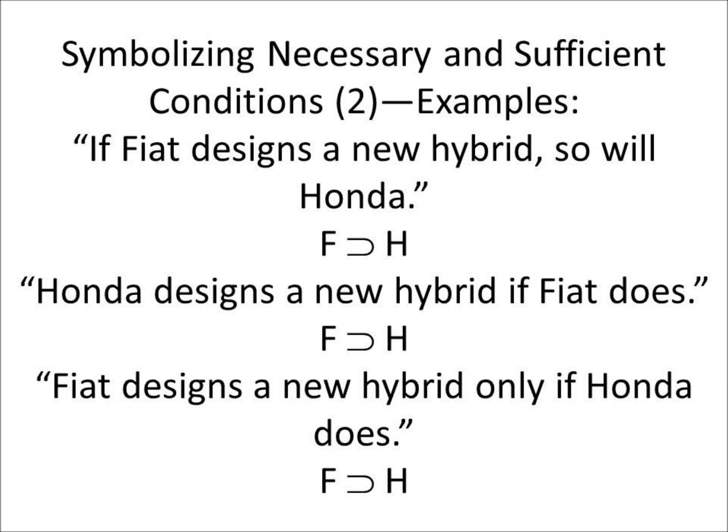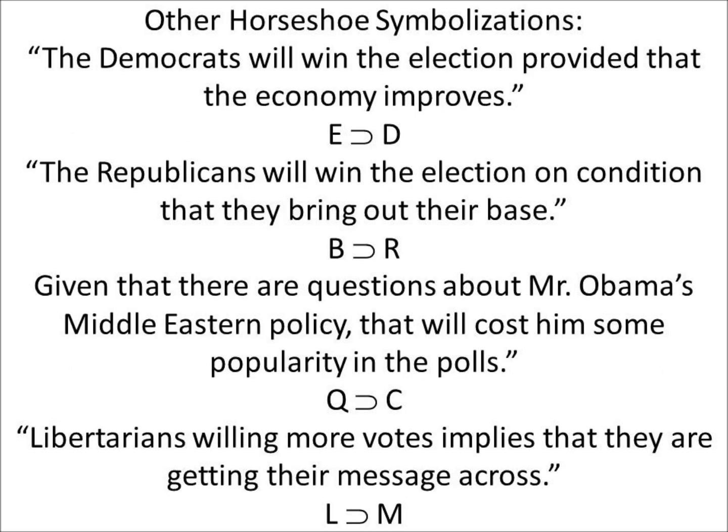So if you can remember that only if reverses the order, then you shouldn't have too much problem putting these the right way. Here's some examples of other horseshoe symbolizations. The Democrats will win the election provided that the economy improves. Well, provided that is like an if. All right. So what it's saying is if the economy improves, the Democrats will win the election, and that, of course, would be symbolized E horseshoe D with the E to the left.